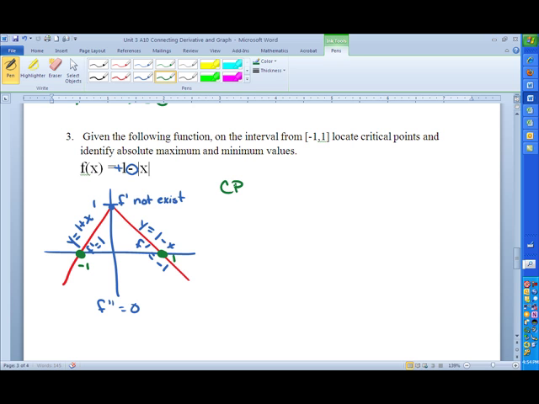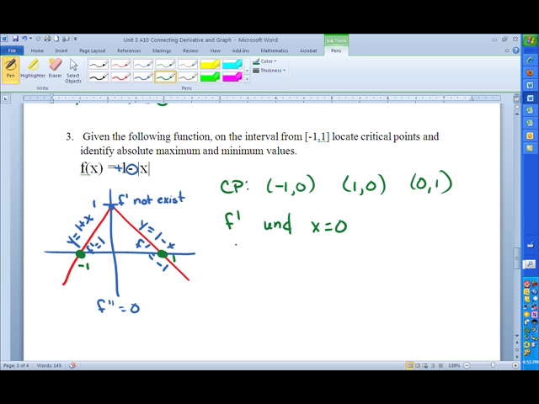Our possible critical points are (-1, 0) and (1, 0), because they are the endpoints, and then also (0, 1). Those are all critical points, and then we want to decide, are they absolute maxes or absolute mins? Okay, and so we take a look at the first derivative. The first derivative is undefined at x equals 0, and that's how we know that we have a critical point there.